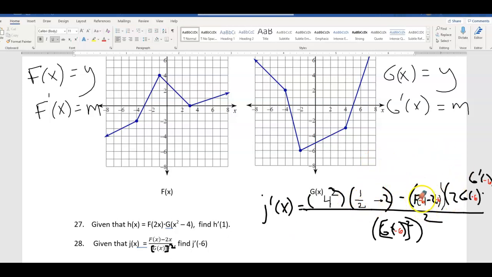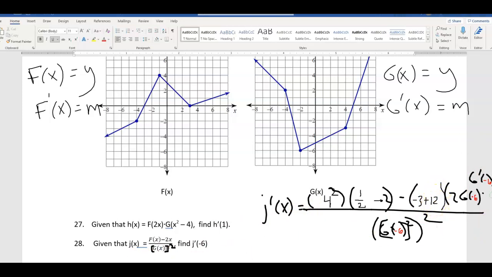We want f of negative 6. Now that's a y value at negative 6. So the y value of this point is negative 3, so I'm going to replace this with negative 3. And then 2 times negative 6, we could just simplify that. There's no graph work we have to do there. 2 times negative 6 is simply positive 12.